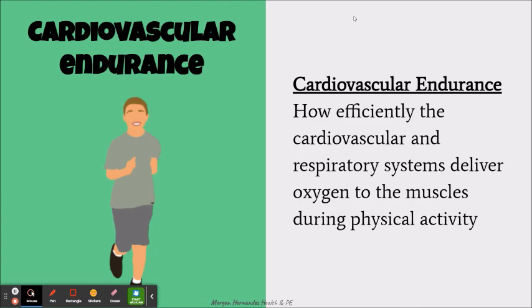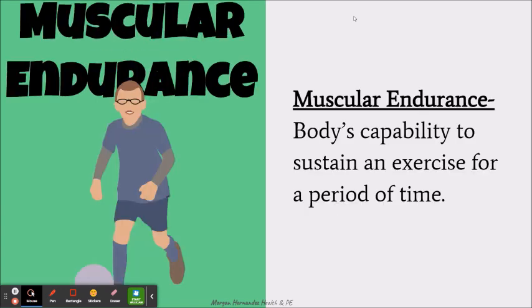Cardiovascular endurance means how efficiently the cardiovascular and respiratory systems deliver oxygen to the muscle during physical activity. That means that whenever you're doing any type of physical activity, sport, or exercise that requires you to breathe hard, to sweat a lot, and for your heart to beat faster, you are improving your cardiovascular endurance. Muscular endurance is the body's capability to sustain an exercise for a period of time. Whenever you're carrying something really heavy for a long period of time, you're improving your muscular endurance.